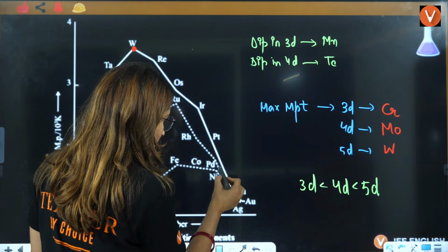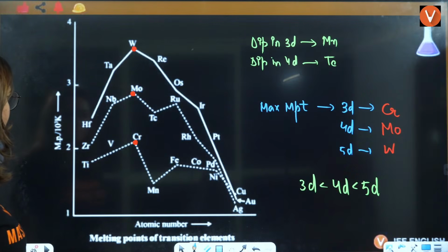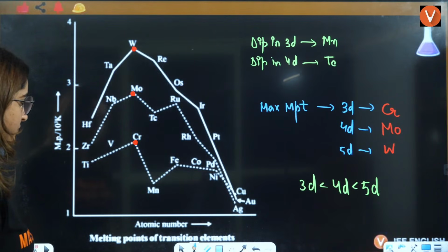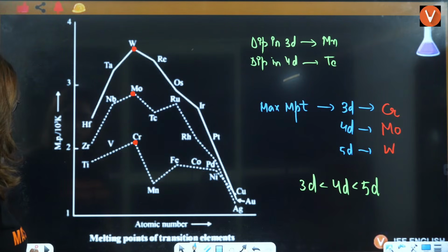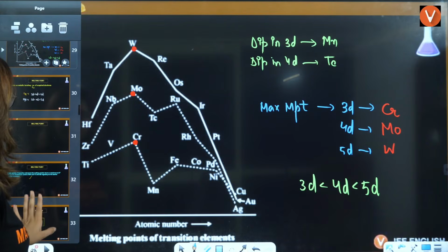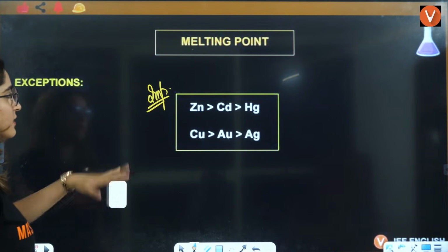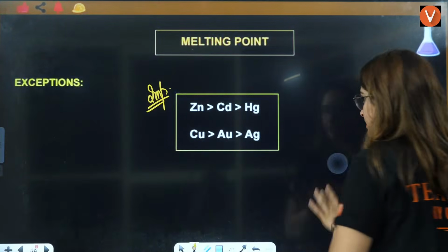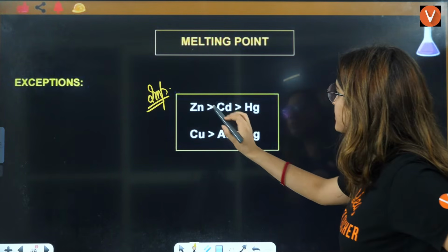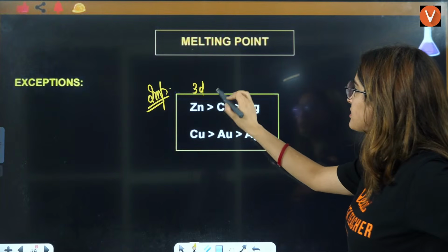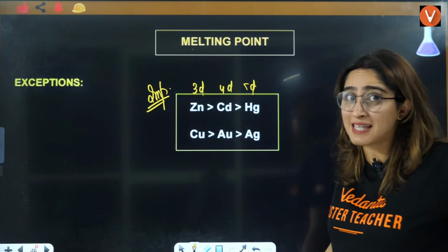Where is zinc? Yes, it is actually not written there, so I'll just write it here only. Right? See, what we have here is, if you talk about 3D, this belongs to 3D, this belongs to 4D, this belongs to 5D. Okay? So these are the exceptions.